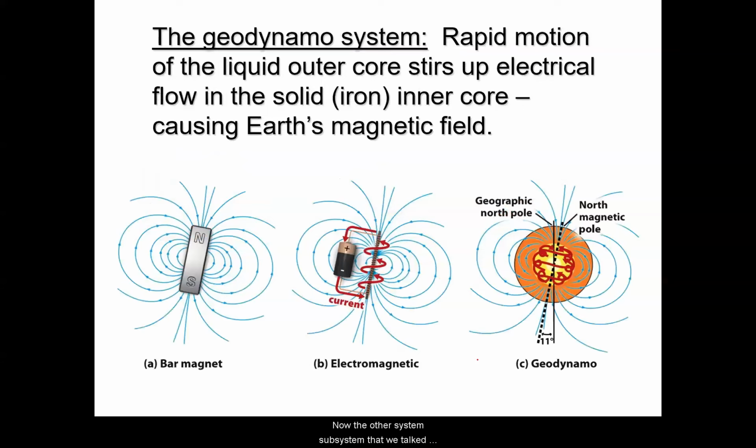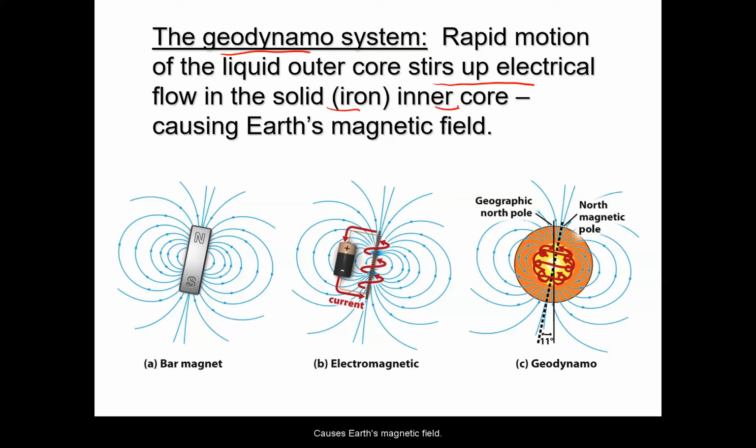Now, the other subsystem that we had talked about in Earth's interior is the Geodynamo System, in which rapid motion of the liquid outer core, so that's this metal that's moving around relatively rapidly. It's not moving at miles a second or anything. It's moving very slowly. But because it's a metal and it's moving somewhat, it stirs electrical flow in the solid inner core, and it causes Earth's magnetic field.